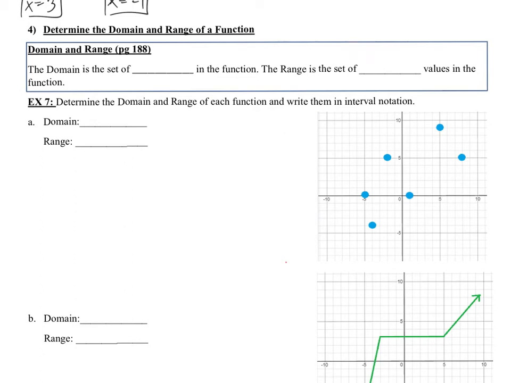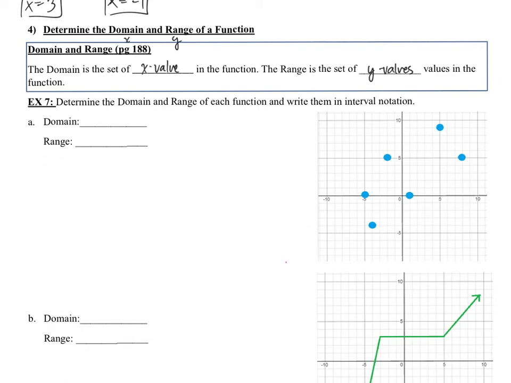Now let's take a look at objective 4. Determine the domain and range of a function. Once again, these are talking about the allowable values. The domain was for our x values. Range was for our y values. So the domain is the set of x values in the function. And the range is the set of y values in the function.